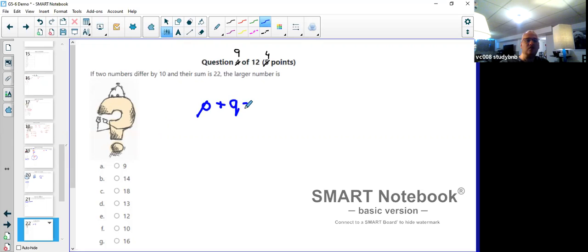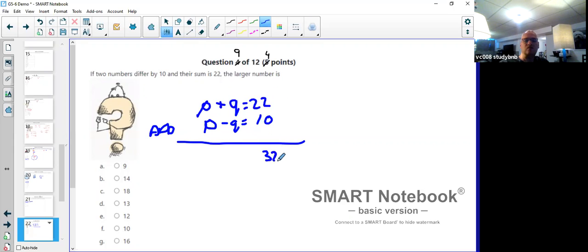So let's do this. They have to add up to 22. P plus Q equals 22. P and Q are the numbers. P is the bigger number. And P minus Q equals 10. All right. What happens if I add this up? All right. What's 22 plus 10? 22 plus 10 is 32. Then I have an equal sign.